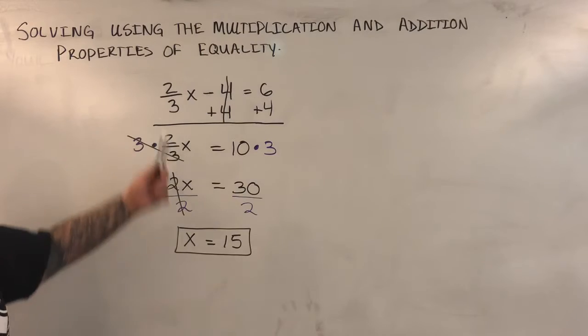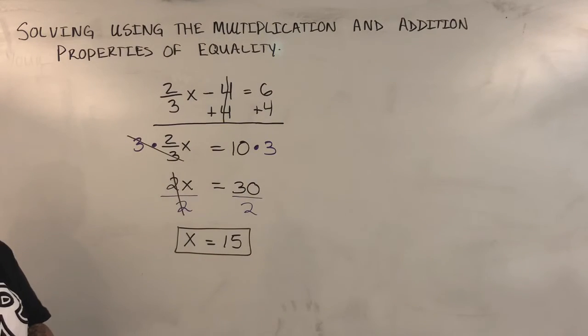x equals 15 is the answer to 2 over 3 x minus 4 equals 6.